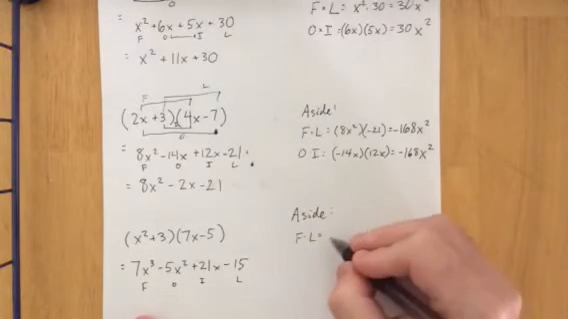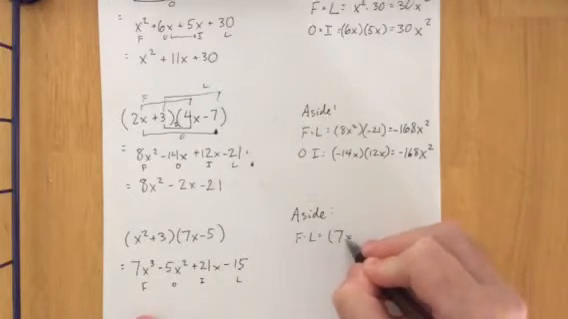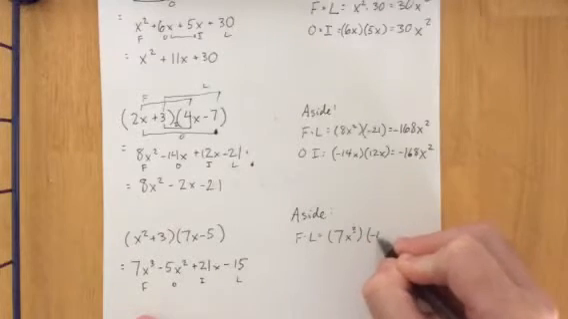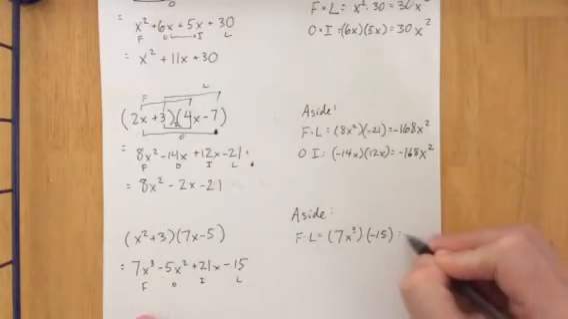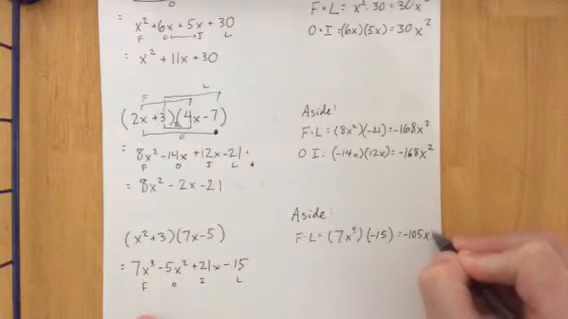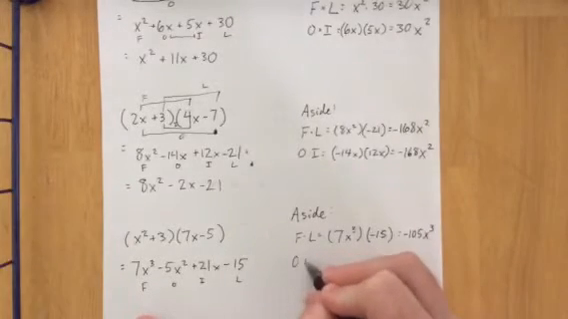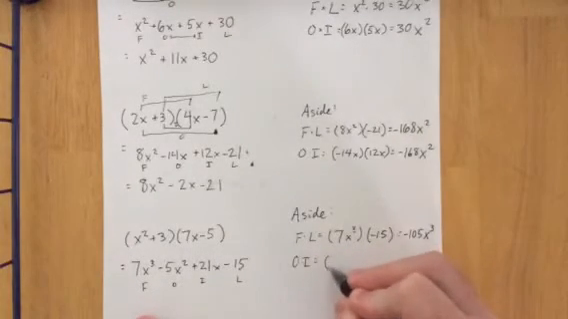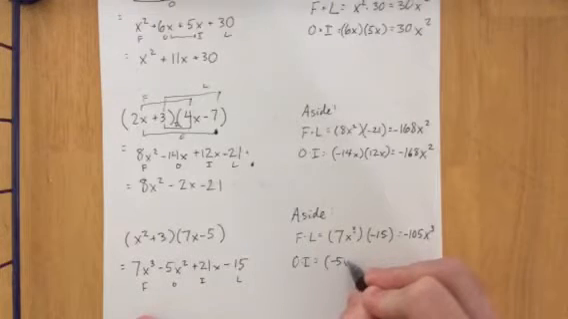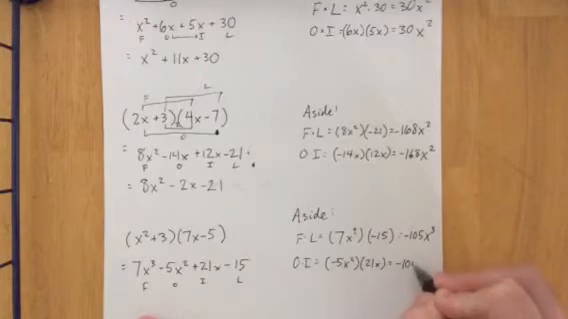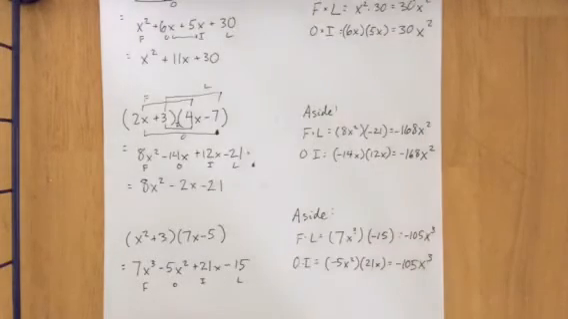So first times last, in this case, that's going to be 7x cubed times negative 15, which in this case is negative 105x cubed. Do outer times inner, we'll have negative 5x squared times 21x. That happens to be negative 105x cubed.